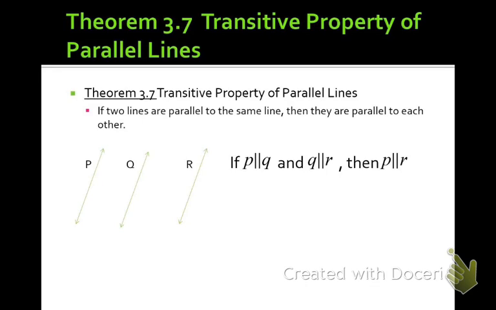Then we have the transitive property of congruence, which we just used in our proof, right? There's also the transitive property of parallel lines, which says that basically if two lines are parallel to the same line, then they're going to be parallel to each other. So here, if P and Q are parallel, and we know that Q and R are parallel, then P and R are going to be parallel.